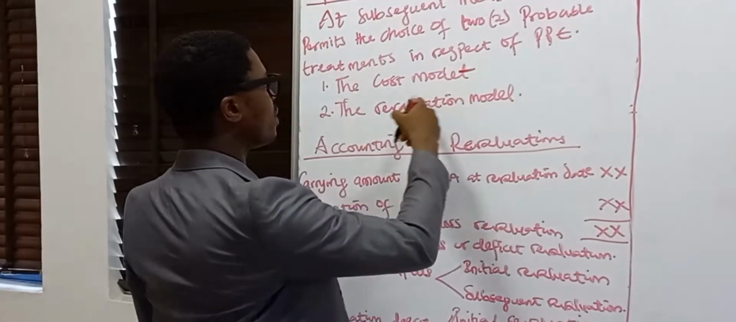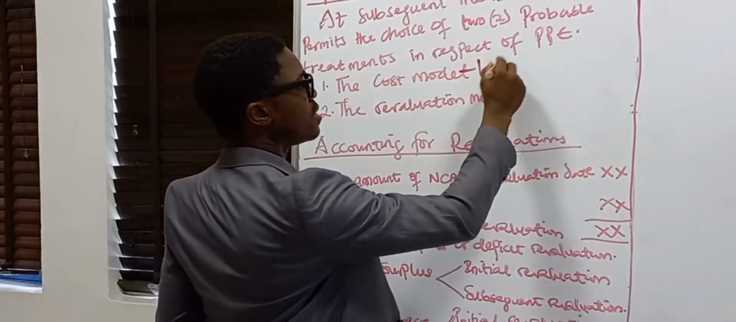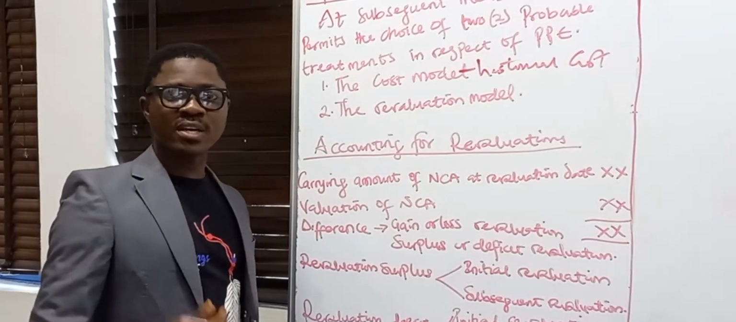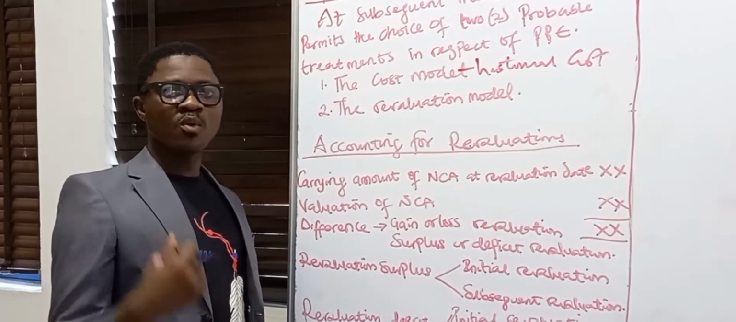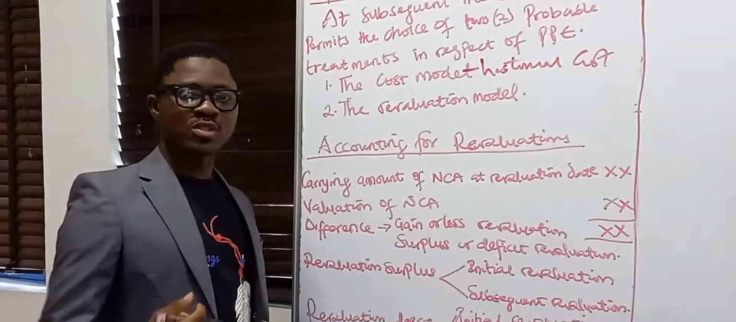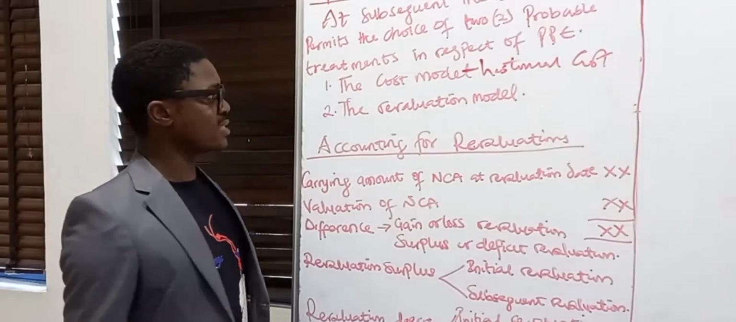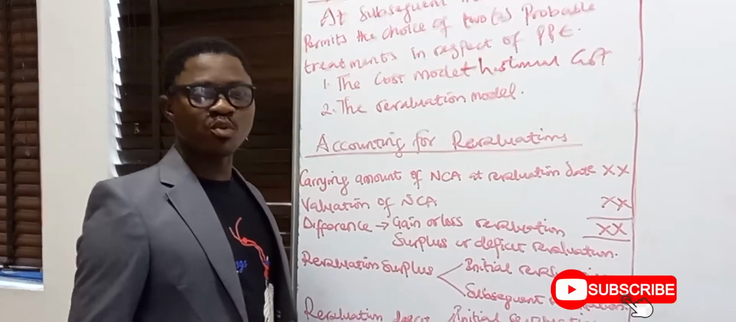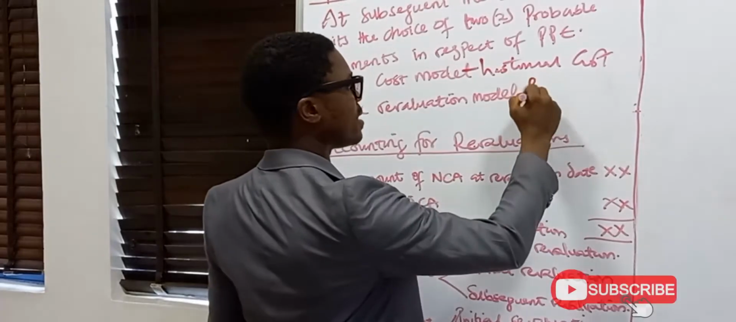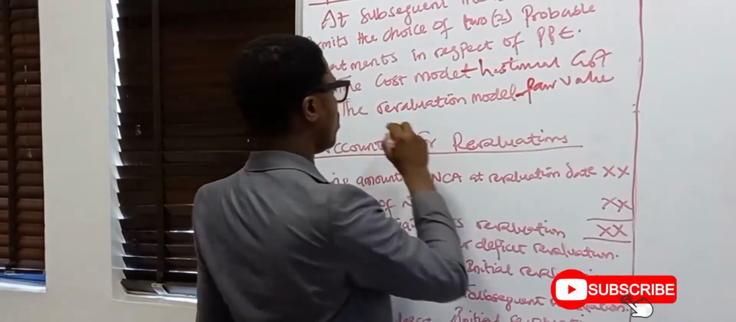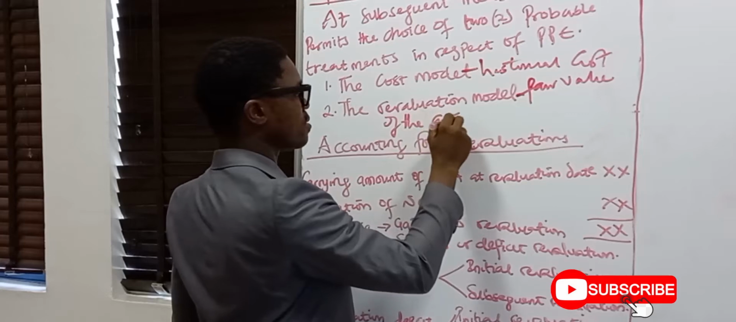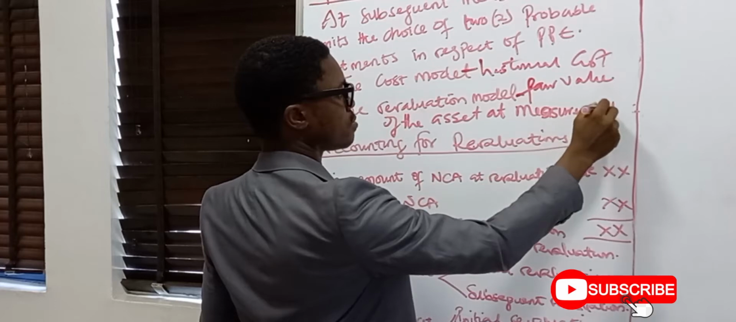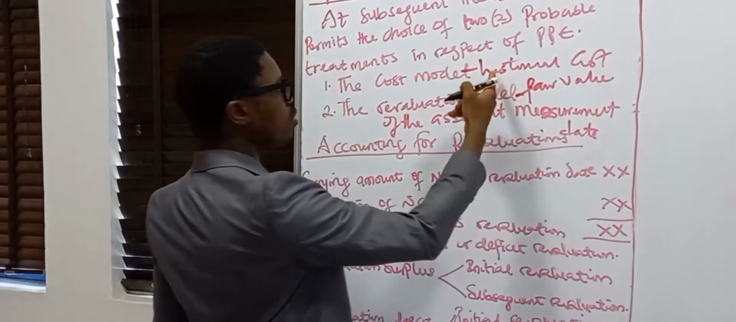We have the cost model, which talks about the historical cost of the assets. What does this mean? This means that the historical cost of the assets will be the measurement of the assets all through the useful life of such assets. And we also have the revaluation model. The revaluation model is the fair value at the measurement date.